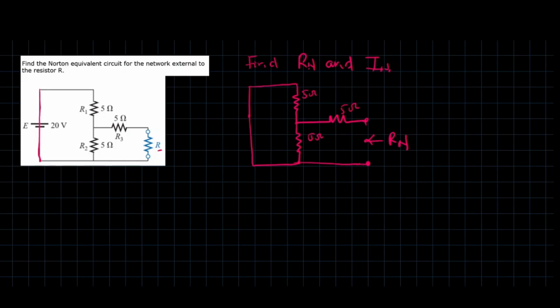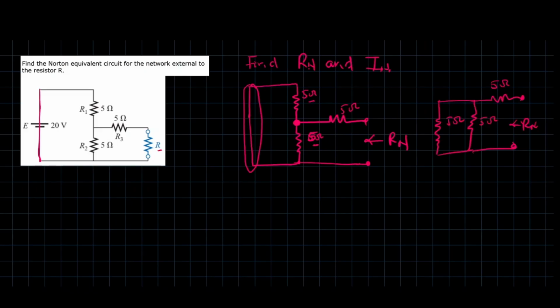Now these two resistors are actually in parallel. They share this node and this node together. You can redraw it like this. This is still the exact same circuit sharing two nodes. Parallel resistors share two nodes. So this is going to be 5 in parallel with 5. After that, it will be in series with this 5, so plus 5. This is going to be equal to 2.5 plus 5, which is 7.5 ohms.